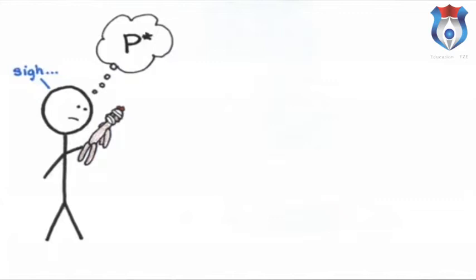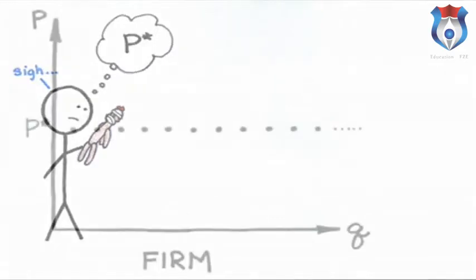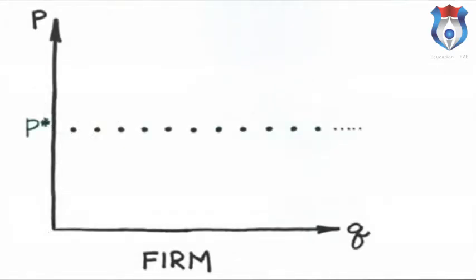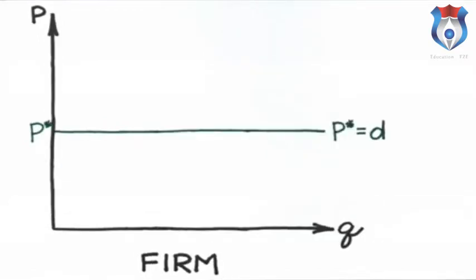Note that this also means, because the firm charges P star regardless of the quantity demanded, that P star represents the firm's demand as well. Remember that perfectly elastic demand curve from earlier this semester, where consumers are so hypersensitive to price that price is all that matters? Well, that's this market structure.